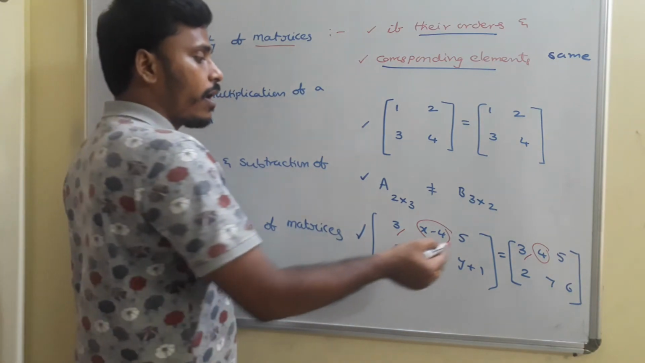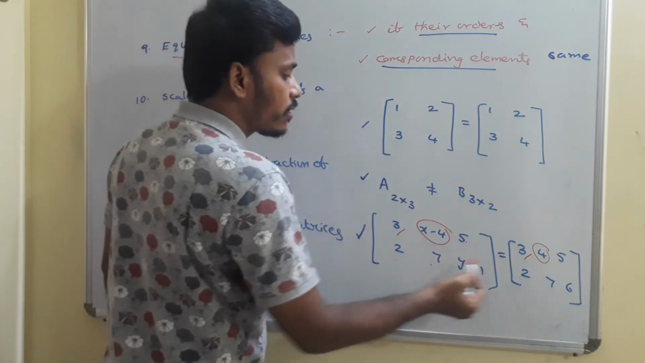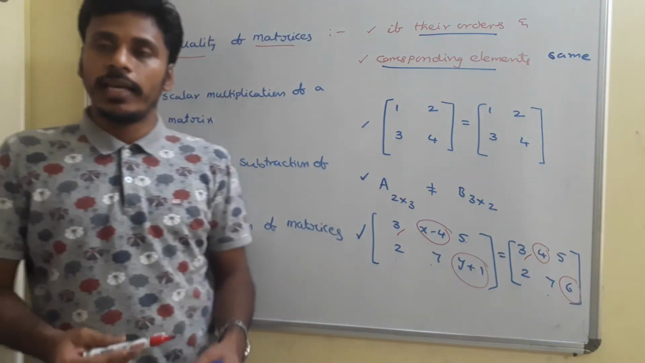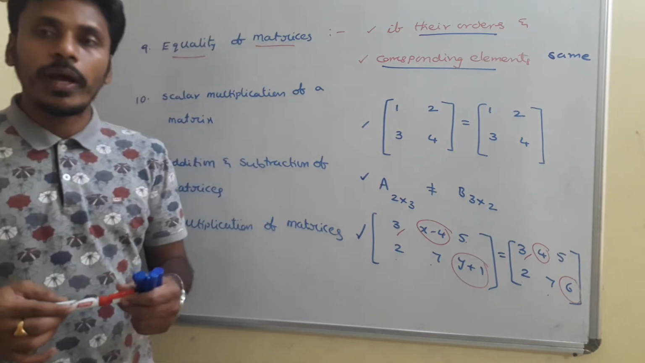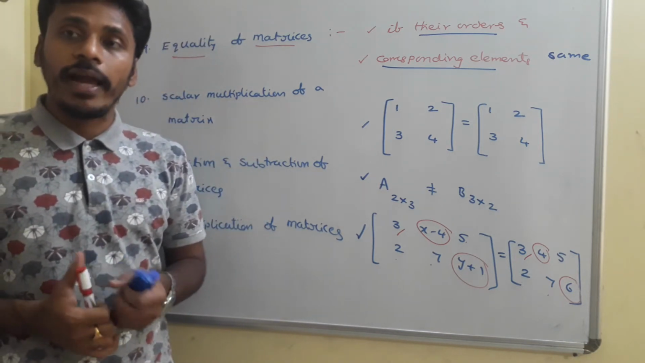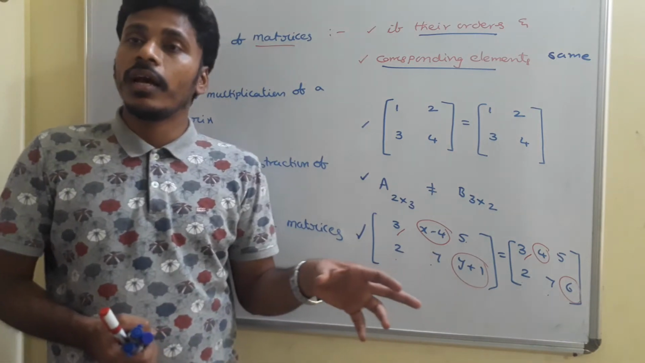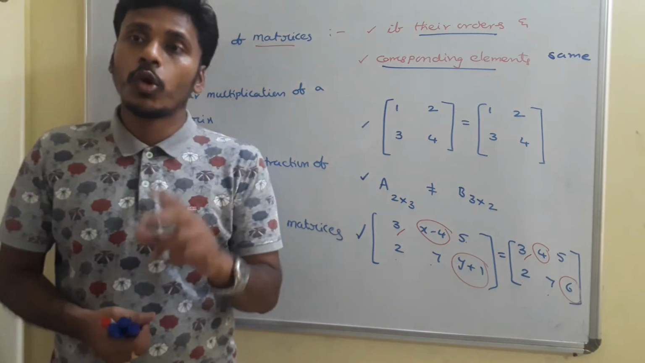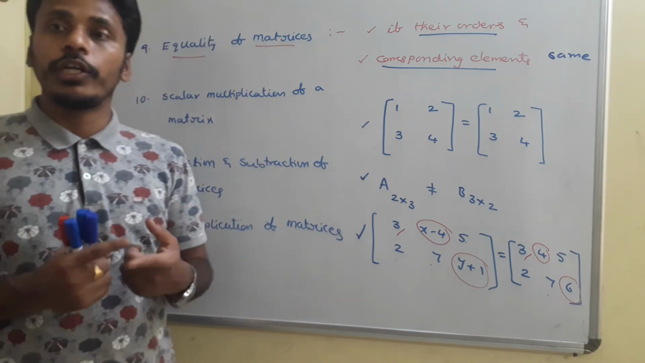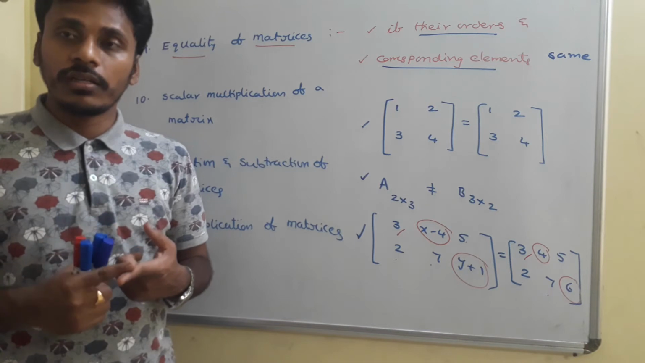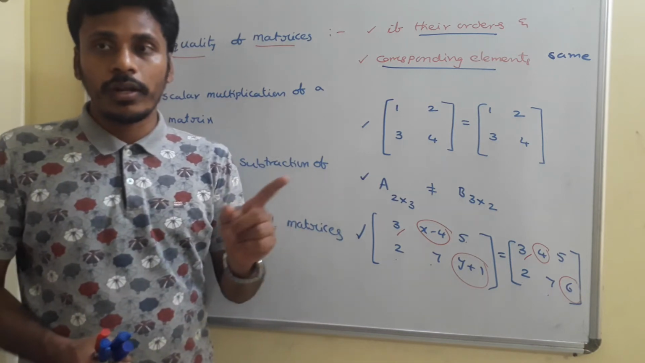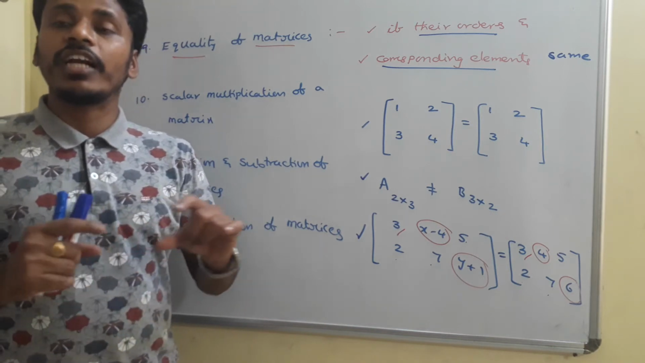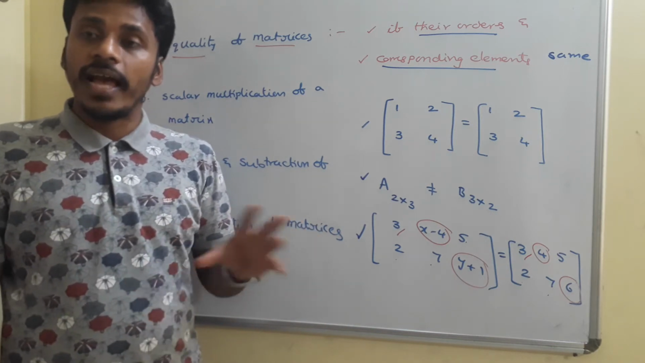In the same manner, 5 is balanced, 2 is balanced, 7 is balanced. If you equalize y plus 1 with 6, you will get the value of y as 5. So by using the equality of matrices, sometimes we will find these missing variables or missing elements of the matrix. So at the end, once again, to say two matrices are equal, first of all you need to check their orders. If their orders are equal, then you need to check their corresponding elements. If these two conditions are satisfied, then we confirm that those two matrices are equal.